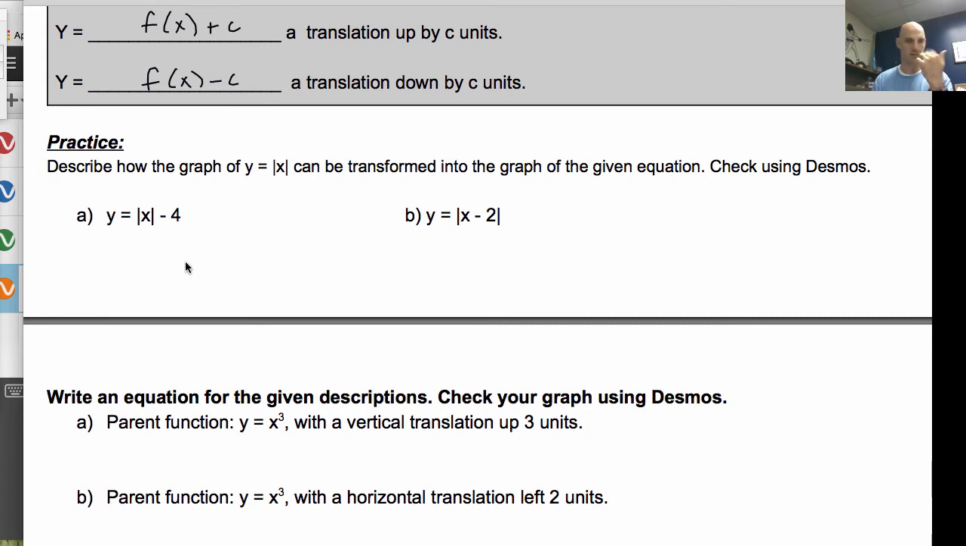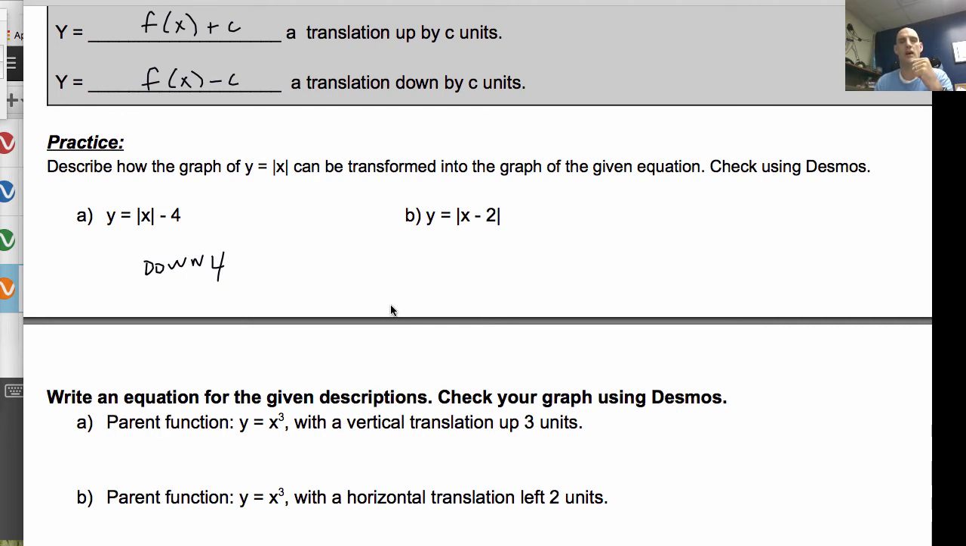Check using decimals. That's that graphing calculator. So let's just look at this. The function is f of x is absolute value of x. So this minus 4 is outside. Does that move it up, down, left, or right? Well, that moves it down 4.